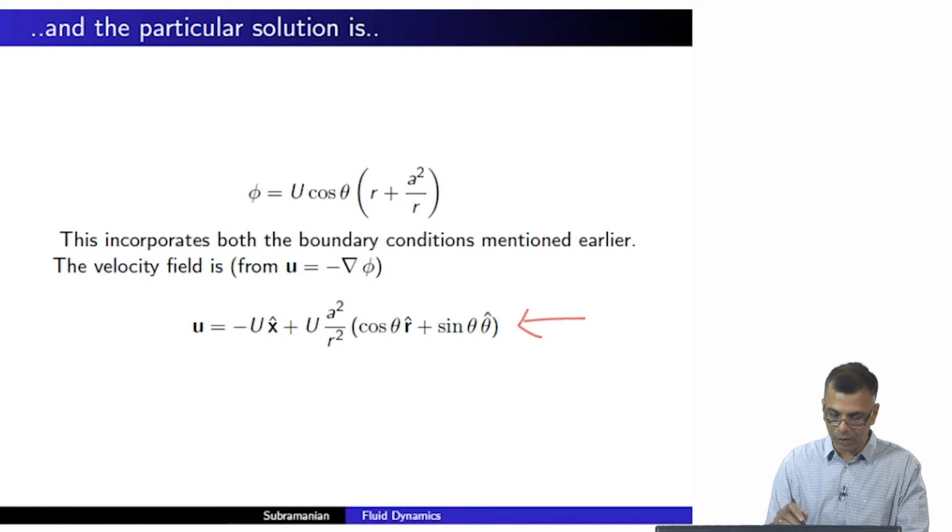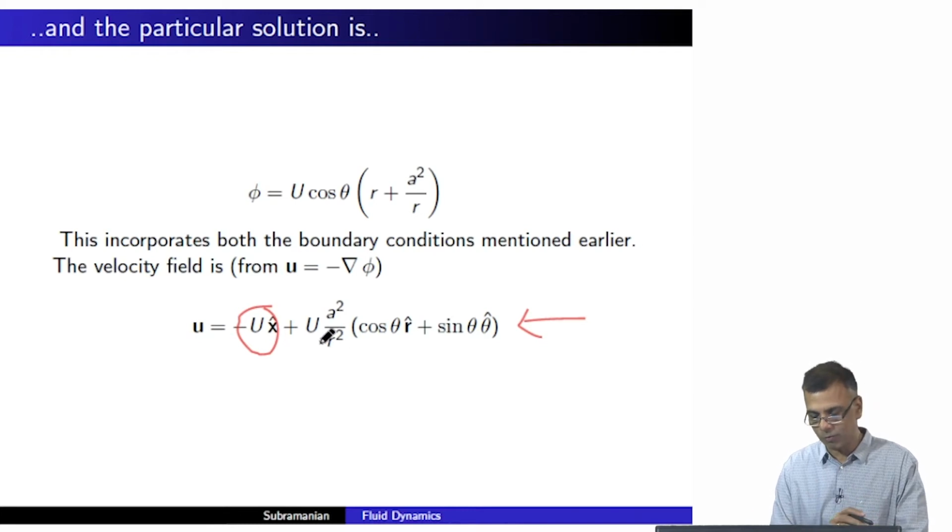And if you look at the solution, this is the solution far away. This is what dominates far away, and this is what dominates close in. And there are some funny features to this solution, right? At r equals 0, there are some funny features.